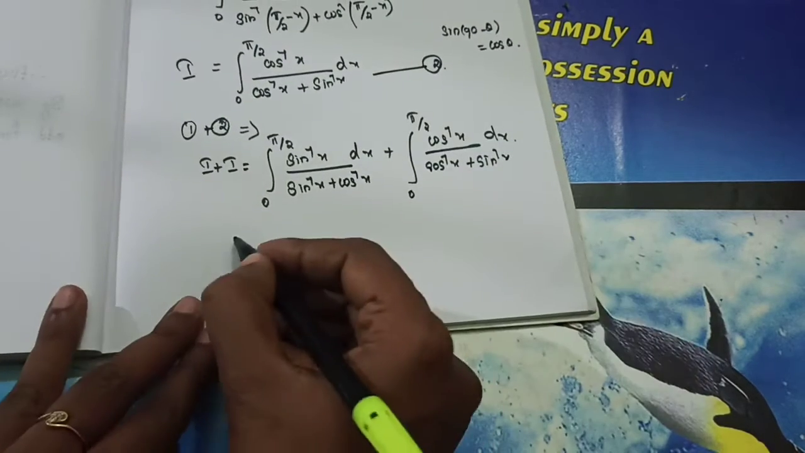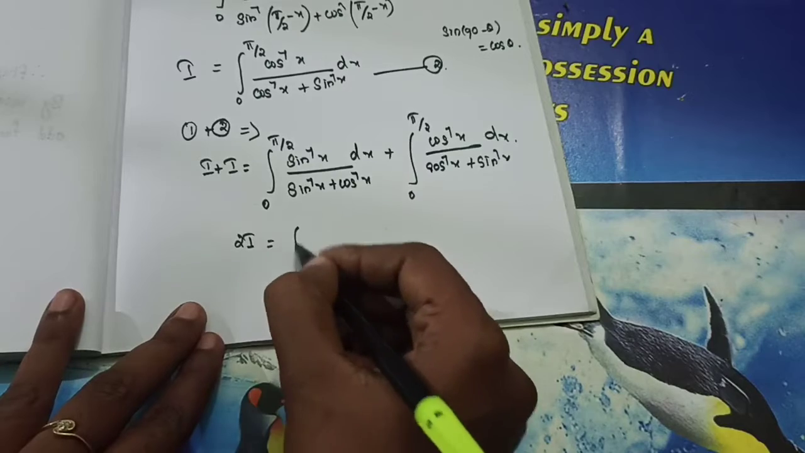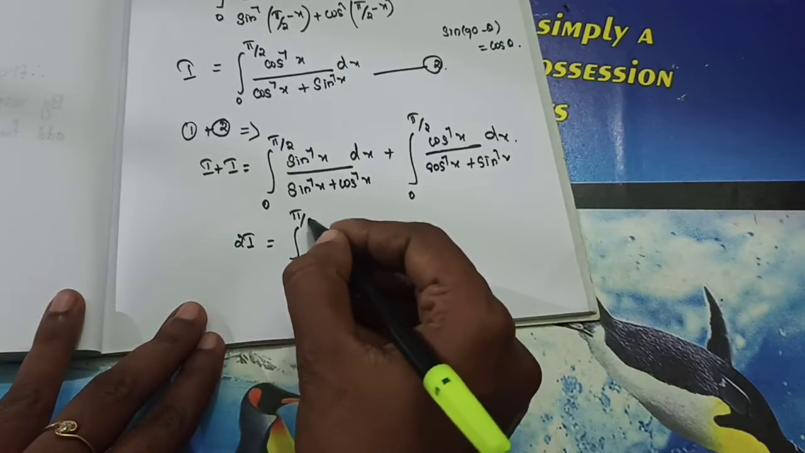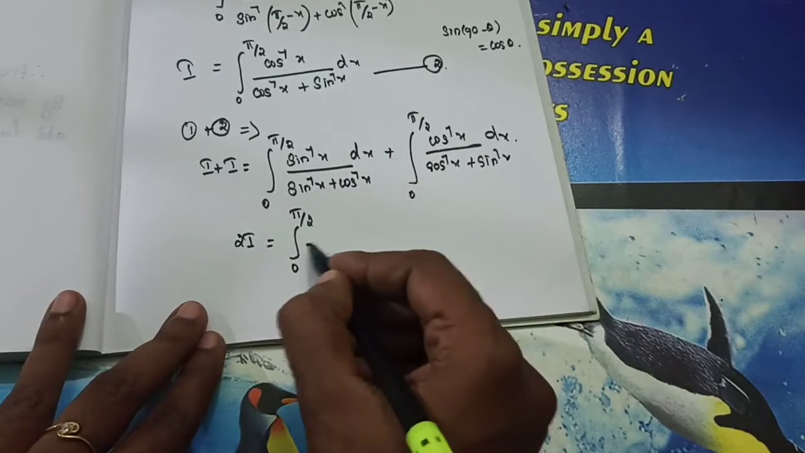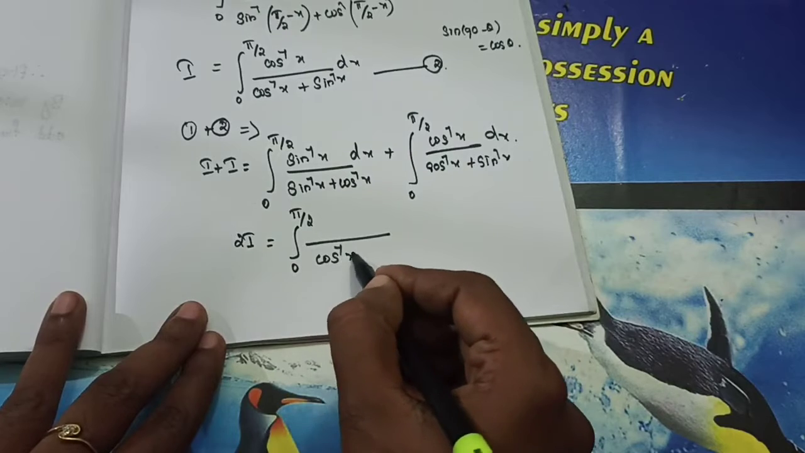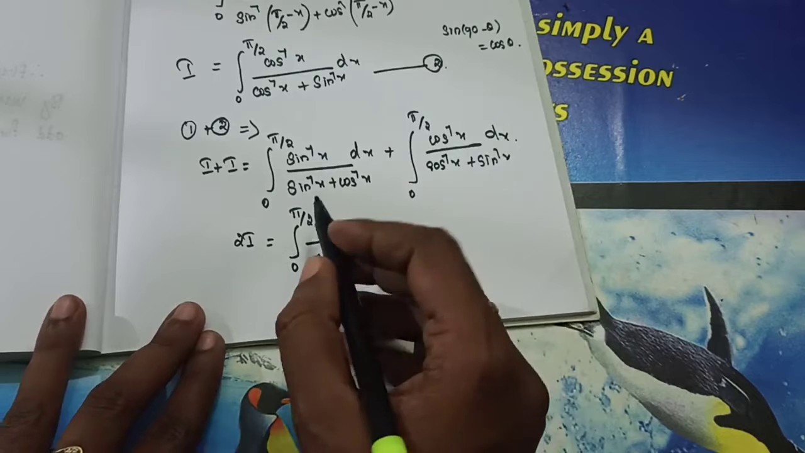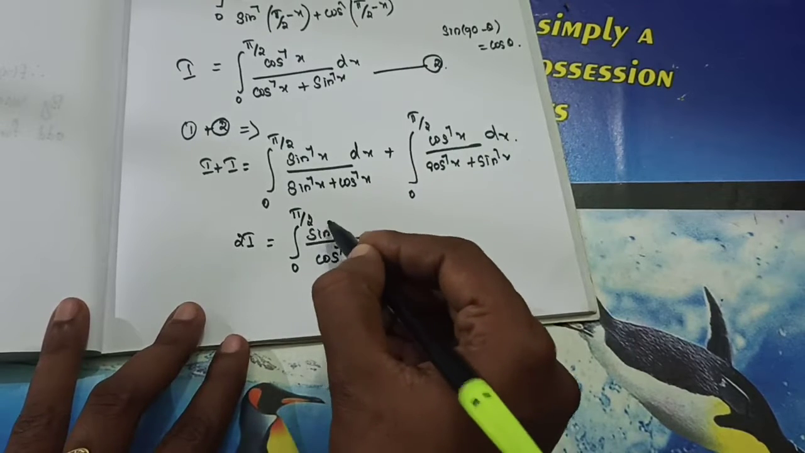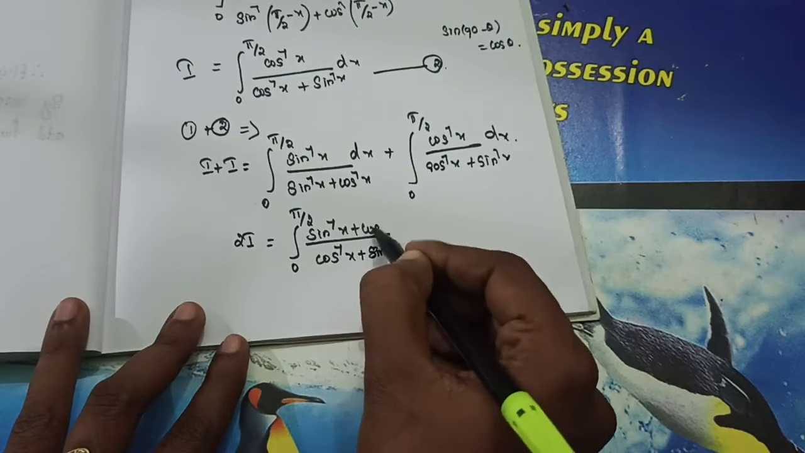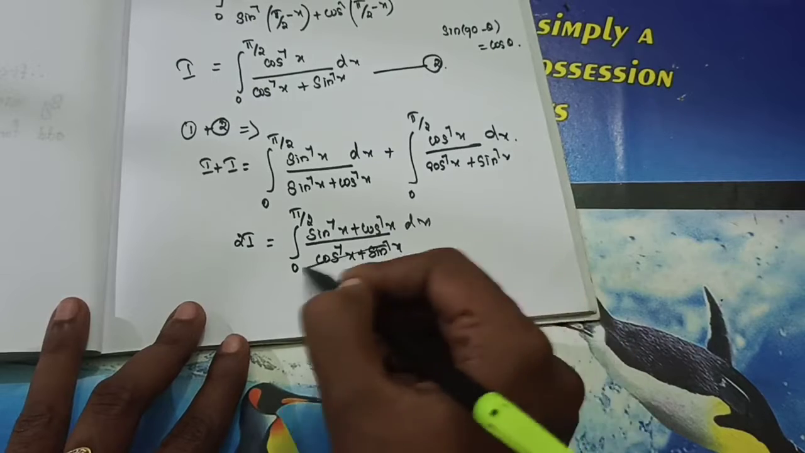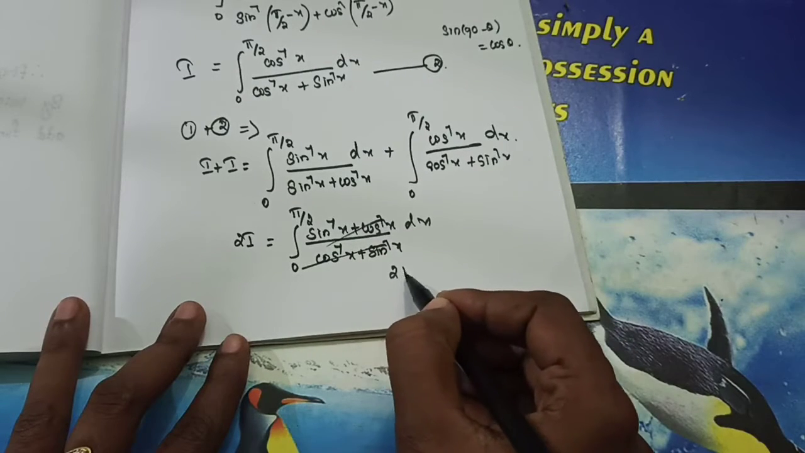Now add both sides. So 2I is equal to the integral of 0 to pi by 2. I am skipping one step. If you are adding, the denominator is the same. Correct? So cos power 7x plus sine power 7x dx. Examples I have explained. Okay. So the numerator you can add: sine power 7x plus cos power 7x dx. So both the terms will get cancelled. So what's the balance?